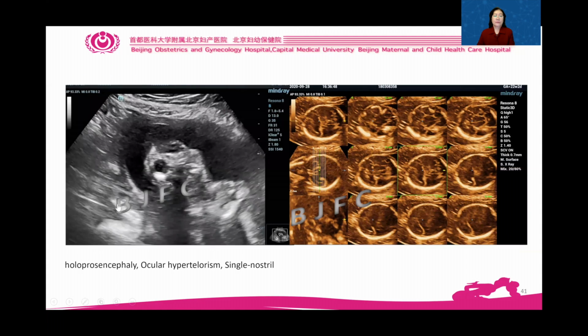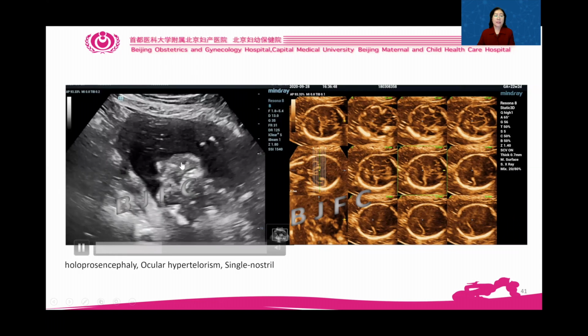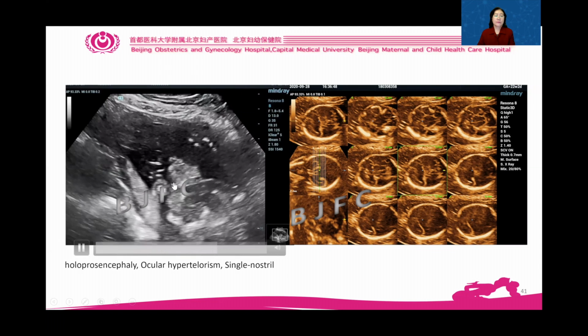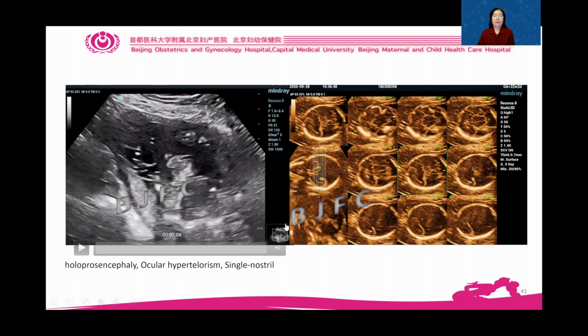In this video, single nostril here. Yeah, single nostril. And the eye page, you can see holoprosencephaly carefully. Single ventricle. Usually alobar is the most severe type, associated with anomalies of the face and nose.